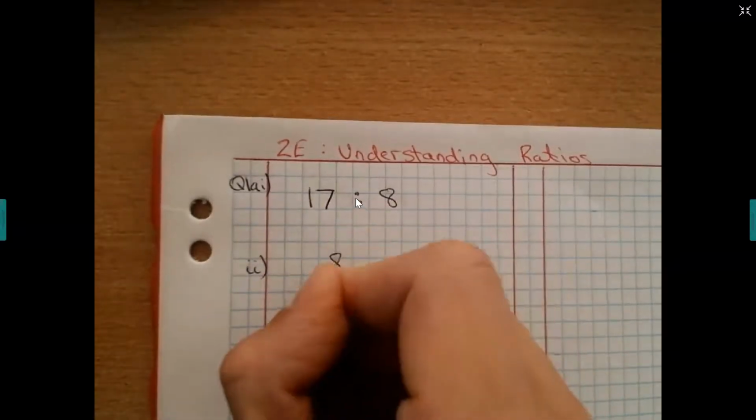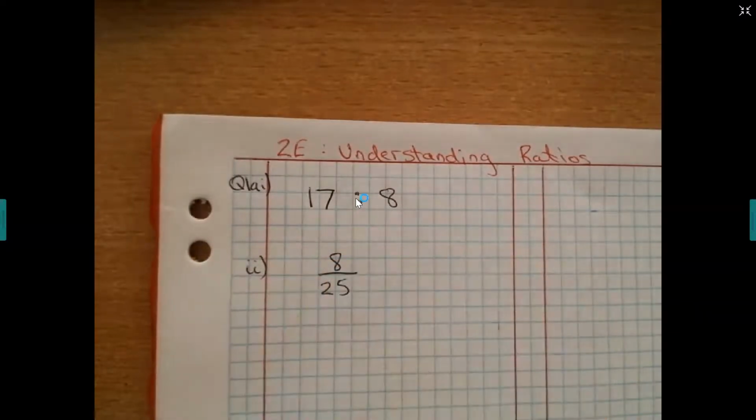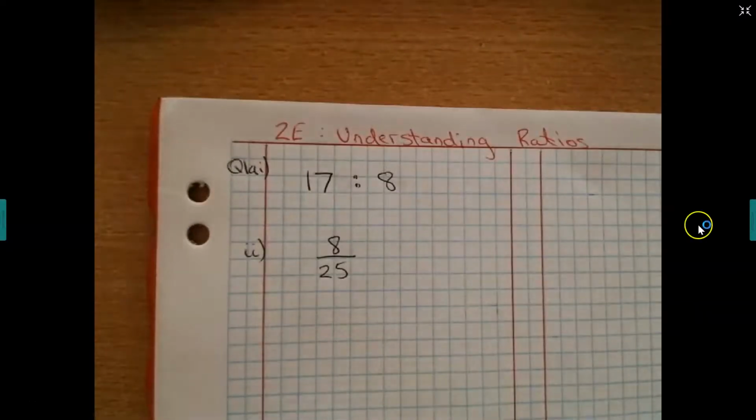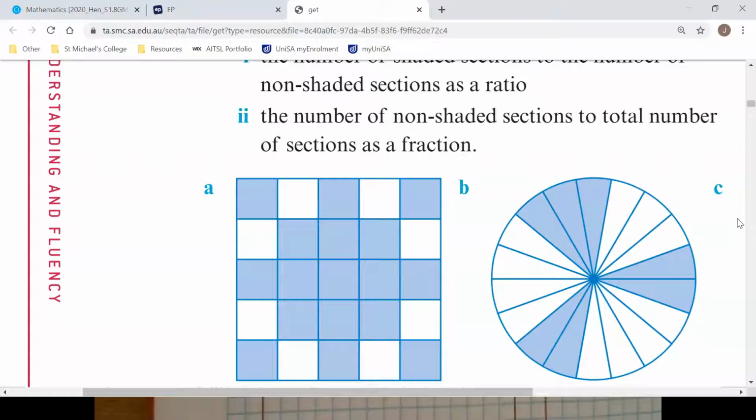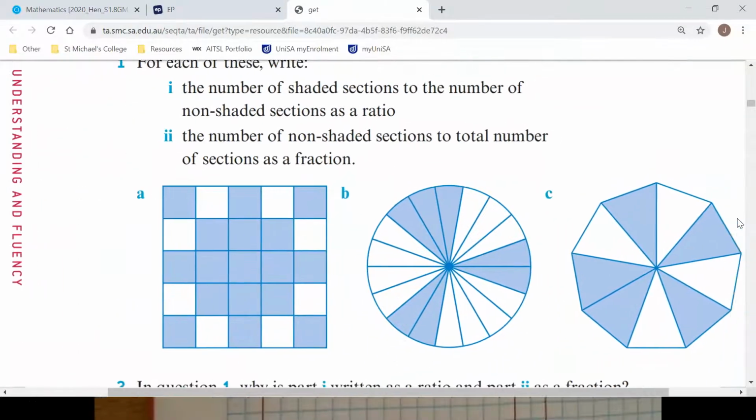8 over 25. Alright, I want you guys to have a go at doing B and C.